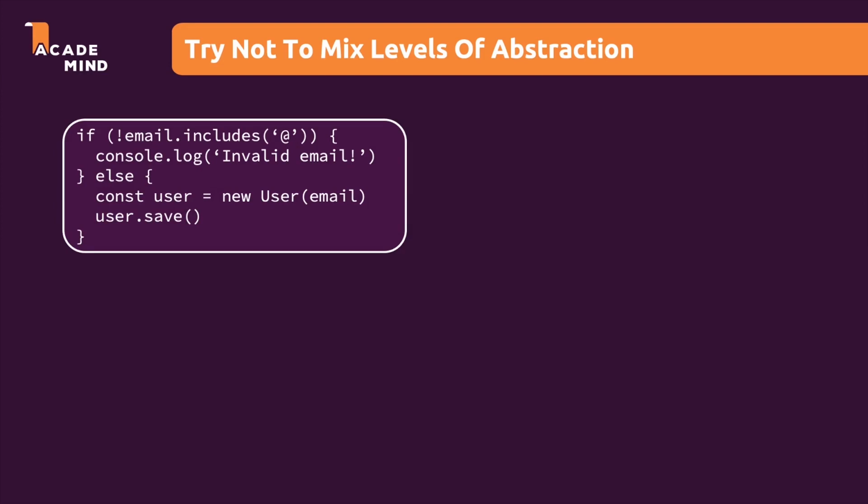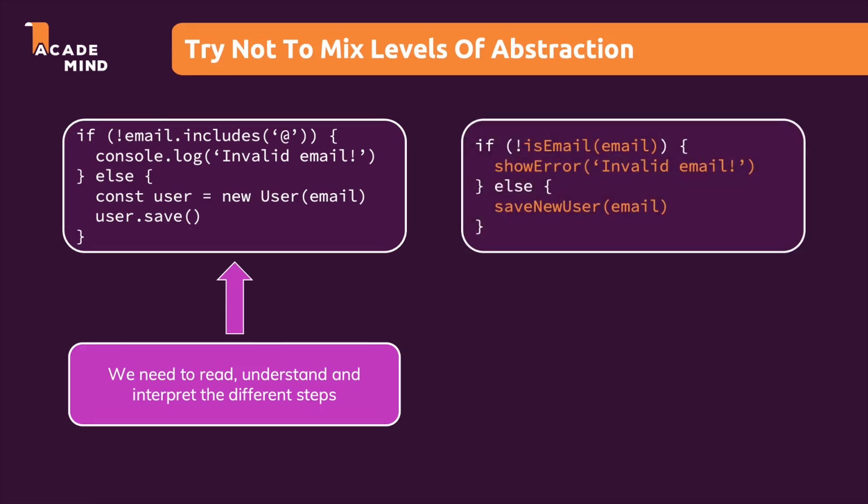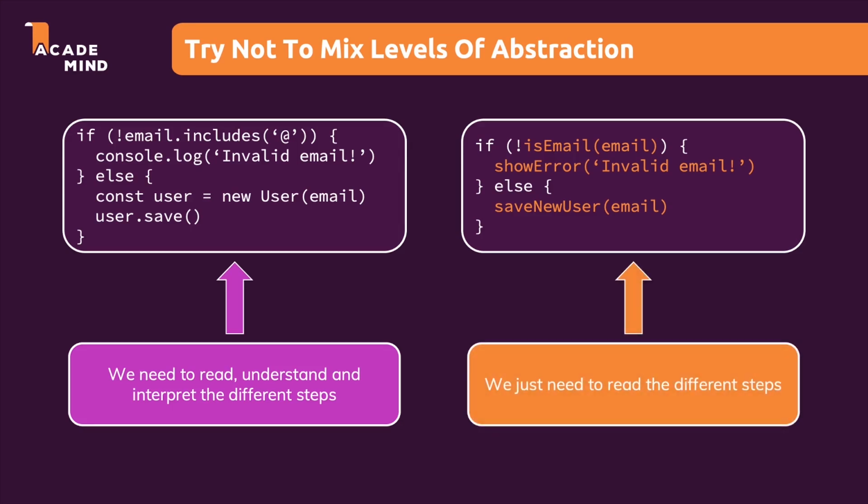example. In this code here, we're mixing different levels of abstraction. We got this quite low-level email includes code and the higher-level user save code. If we read this snippet, we need to add quite a lot of interpretation to it to fully understand what's going on. If this would be written like this, all the operations would be on the same level of abstraction, and it would be easier to understand this. If you read that, you really just need to read the names of these functions, assuming that they are properly named, and you fully understand what this code does.